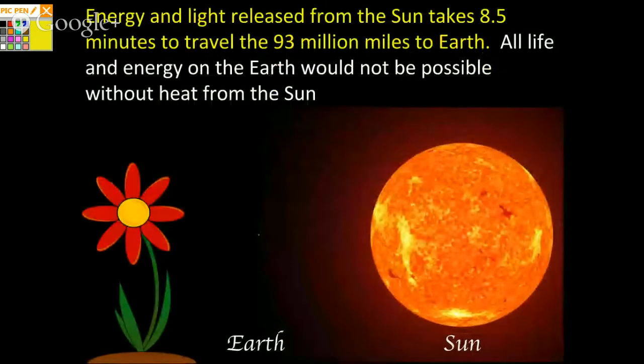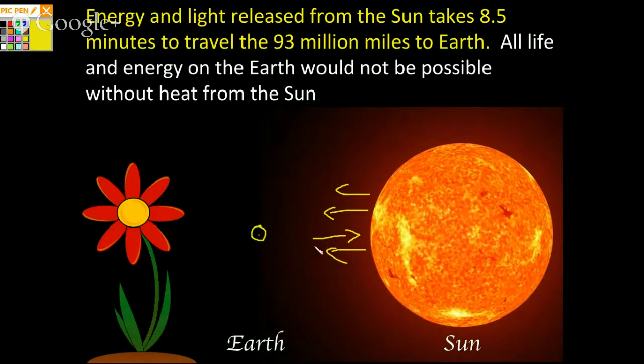So energy and light released from the sun take 8.5 minutes to travel the 93 million miles to Earth. So Earth is very, very tiny compared to the sun. Here's our Earth, here's our sun, and as light travels away from the sun to get to Earth, it takes 8.5 minutes. Obviously, life and energy on Earth is all from the source of the sun.